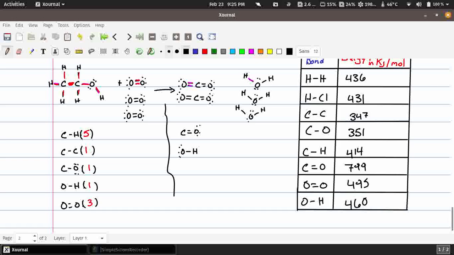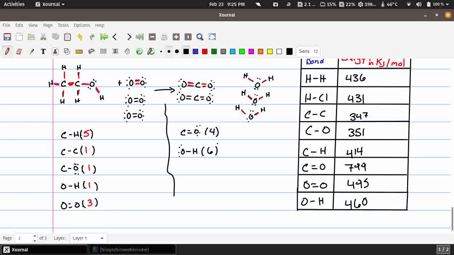Let's do this. So we have how many of each? Let's do our parentheses and count them. Ignore what I just said. We have 2 in each of the molecules, so we have a total of 1, 2, 3, 4. So we have 4 C double bond O's. And then we have 1, 2, 3, 4, 5, 6. We have 6 of these OH bonds.